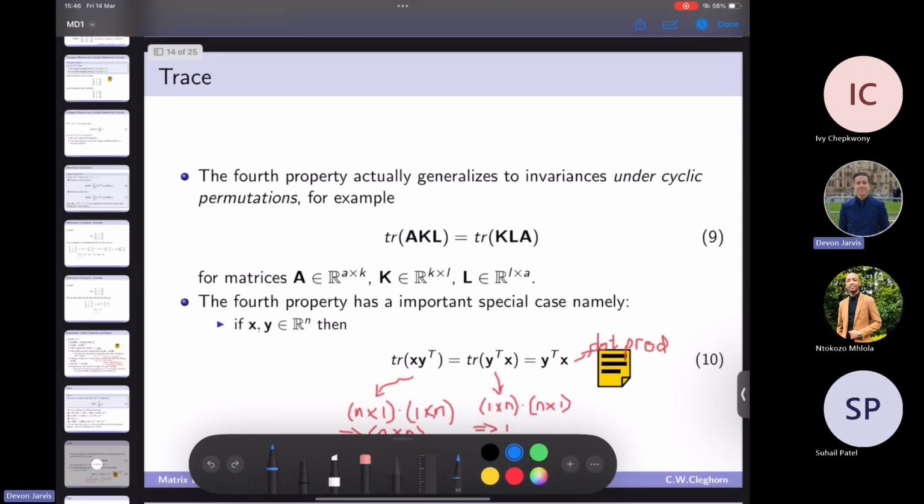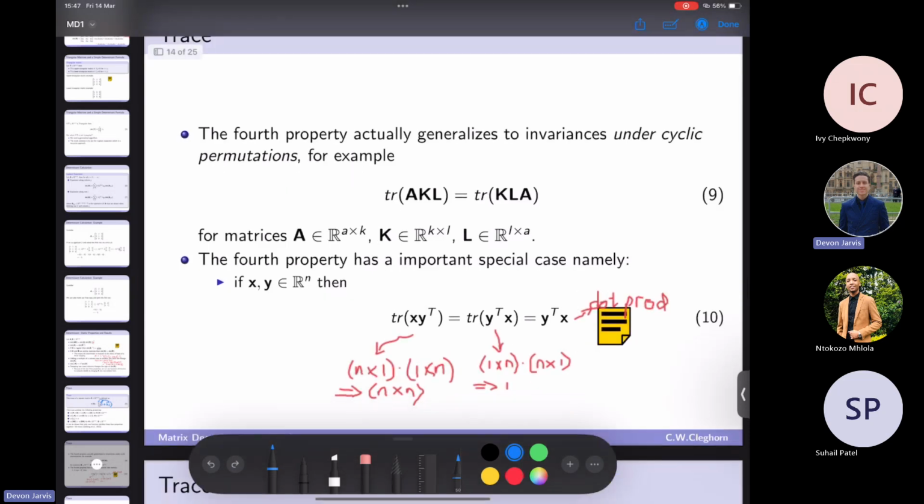So if I have more than one matrix, I can just keep cycling these along, and the one on the end comes forward to the front. You can keep doing the cycle, and you'll then be able to realign your matrix multiplication, sometimes in a way that makes it really efficient to compute the trace.